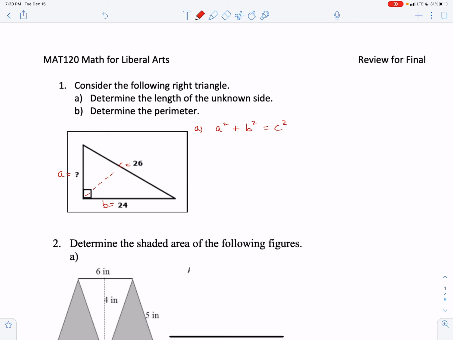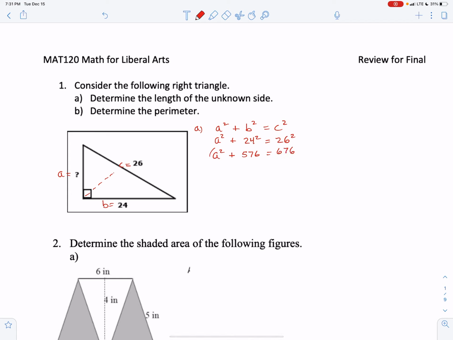All right, so I'll make the substitutions. I'll leave A as a variable, since that's what we want to find, plus B squared, that'll be 24 squared, equals C squared. That's 26 squared. So A squared plus now 24 squared, that's 576, equals 26 squared, that's 676.